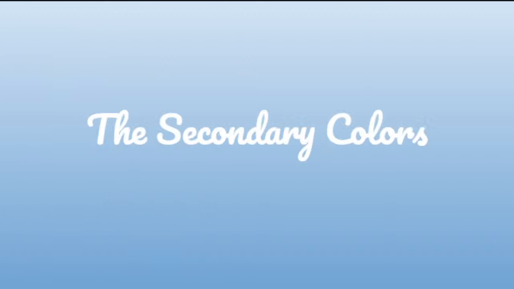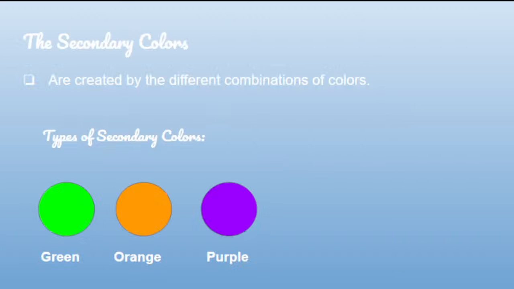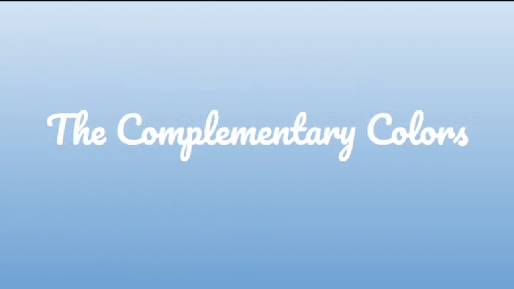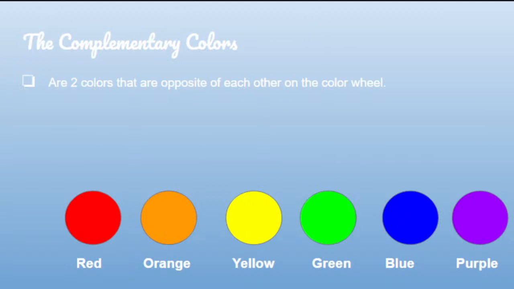Next, secondary colors. Secondary colors are created by the different combinations of colors. The types of secondary colors are green, orange, and purple. The complementary colors. The complementary colors are two colors that are opposite of each other on the color wheel. The complementary colors are red, orange, yellow, green, blue, and purple.